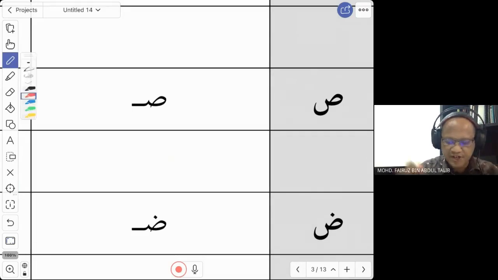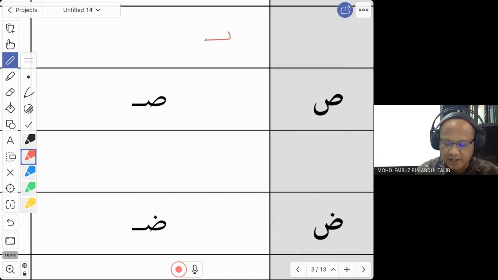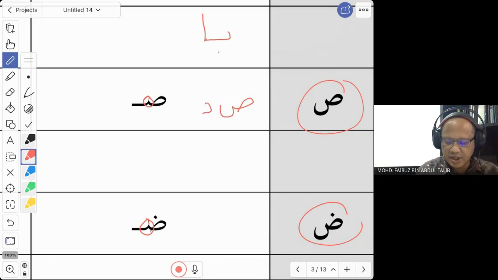For the previous letters, if you want to link, for example, you want to link ba, you just draw a line and then join to the next letter, right? But for the letters sod and dod, when you want to join to the next letter, make sure you have this thing before joining it to the next letter. For example, let's say you want to join sod and dal. It will look like this, sod, and then dal. You need to have this part.